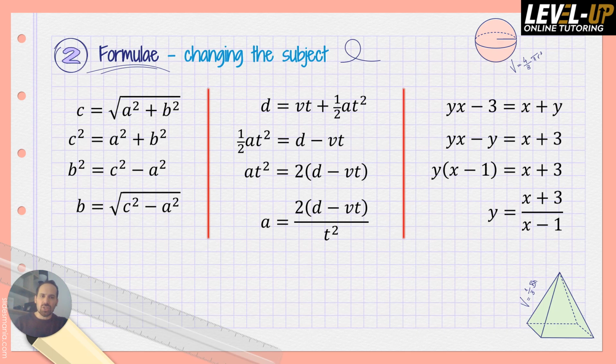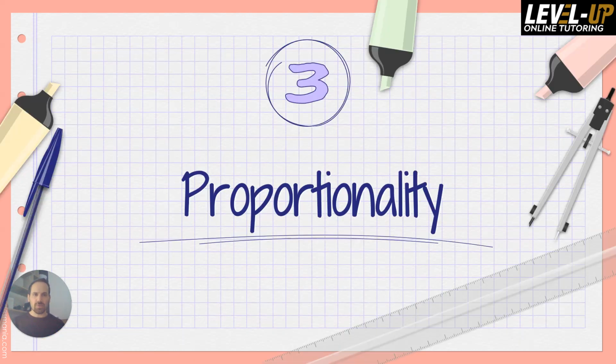You get this little algebraic fraction, x plus 3 over x minus 1, as our solution. So that's an example of changing the subject, which is quite an important thing to be able to do. But notice that it's using the exact same skills as solving an equation, but you're just not going to get a numerical answer. You're going to get some expression in terms of the other variables. And you need to be confident in doing that.